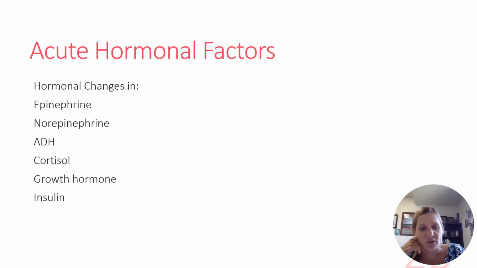Okay, from a hormonal perspective, we've already talked about epinephrine and norepinephrine. Those are the adrenaline hormones that we talked about. They will have an all-encompassing effect on all sorts of stuff. So they're going to increase ADH, cortisol, growth hormone will all increase. You know that insulin will decrease.